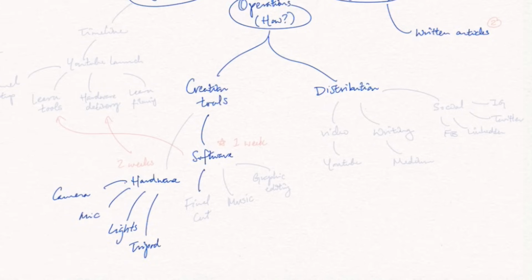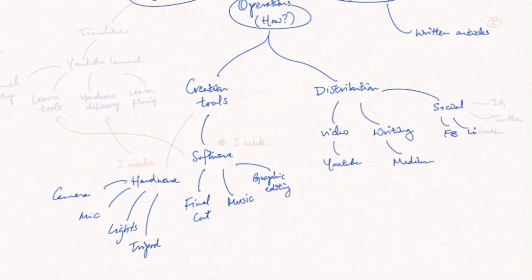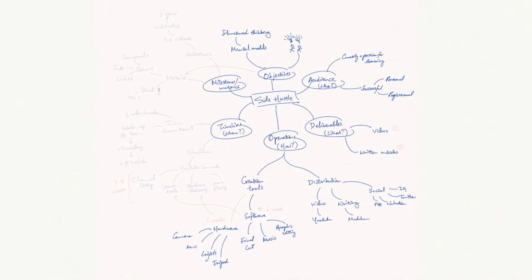And then in addition, I also need to learn some software tools like Final Cut Pro, find background music, and a way to make thumbnail images. As for how I'm going to share my content and grow my audience, there are a few main platforms. YouTube for videos, Medium for blogs, and Facebook, LinkedIn, Twitter, and Instagram for sharing.